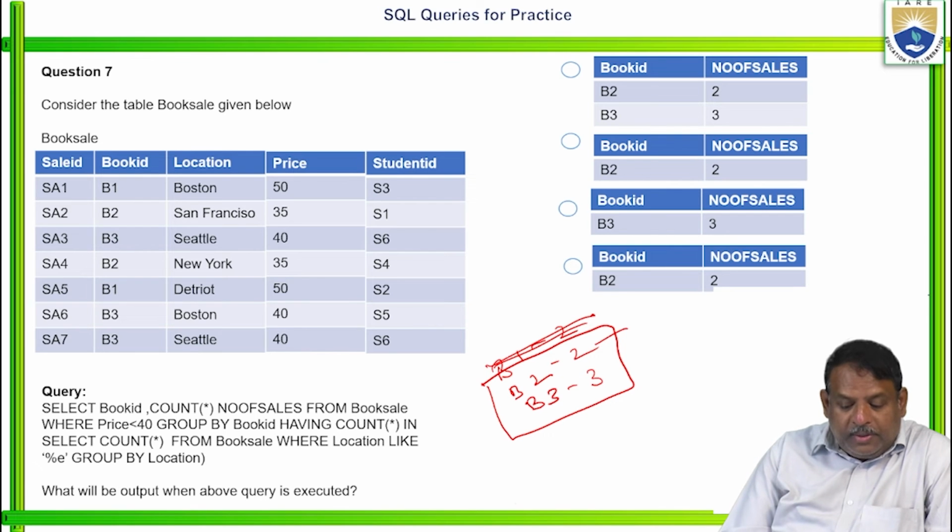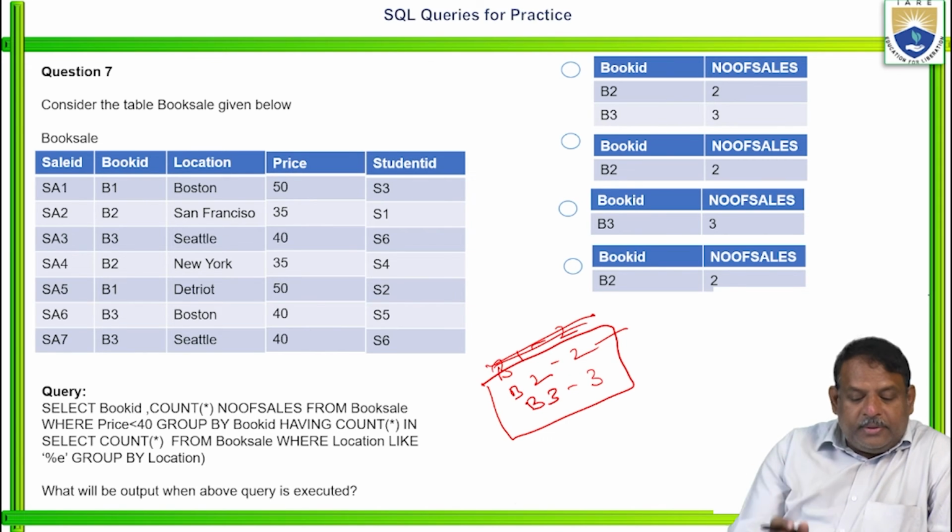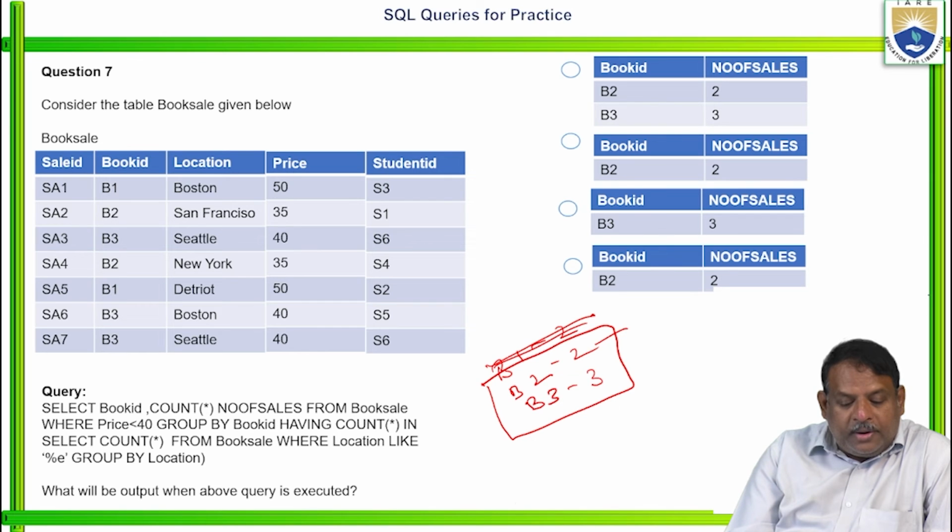We have to filter this now. This group data having count in select count star from book sales where location like Seattle. So now what are the locations? Boston, San Francisco, Seattle, New York, Detroit. Boston is there. Seattle.